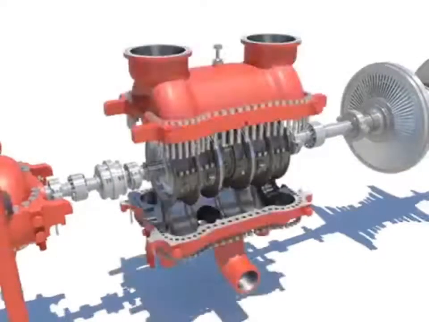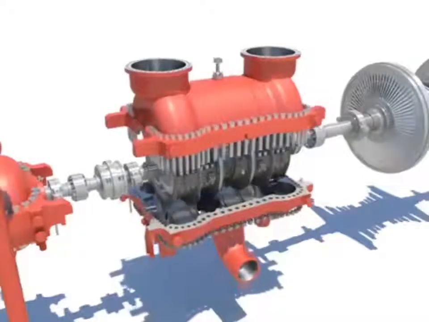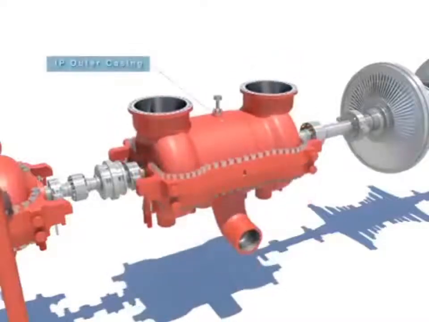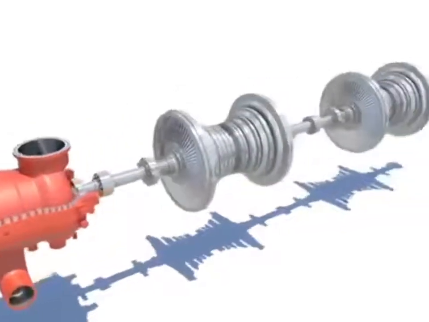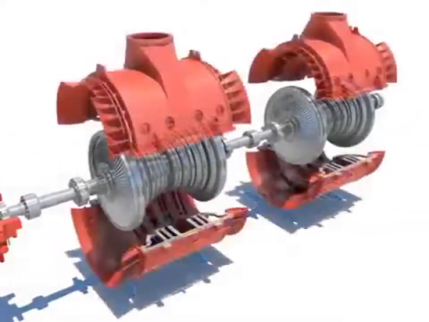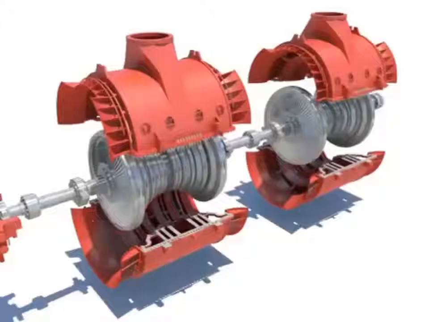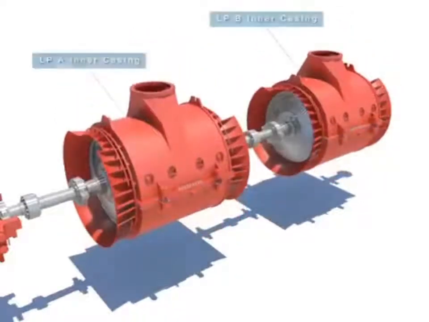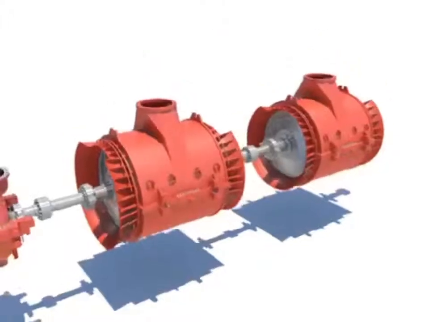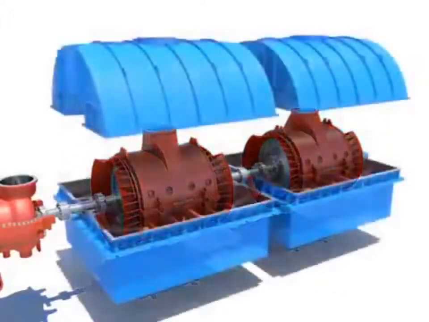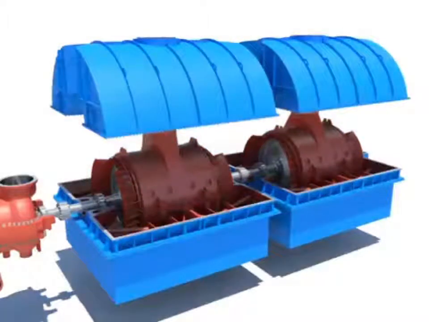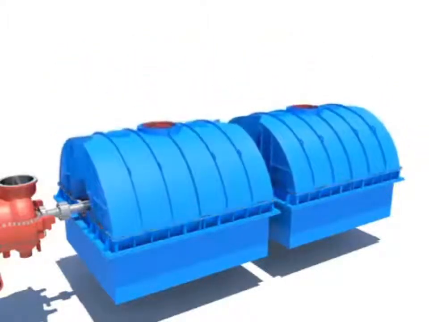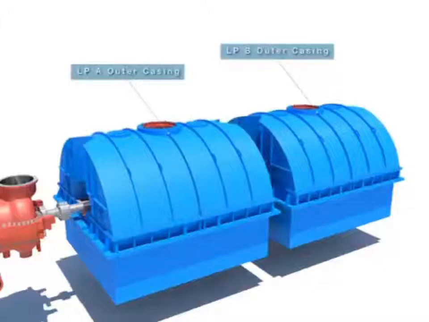The IP outer casing is an intermediate pressure turbine external container and works for blocking the inside and the outside. The LP inner casing is a low-pressure turbine internal container, bears the diaphragm, and works for supporting the smooth flow of the steam. The LP outer casing is a low-pressure turbine external container, works for blocking the inside and the outside, and bearing the inside component of the turbine.